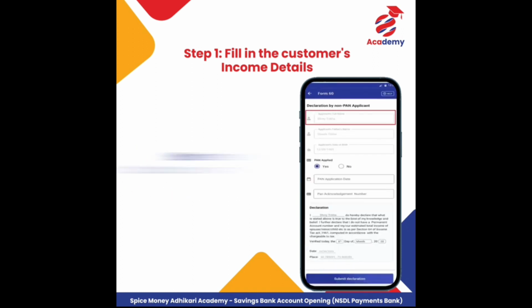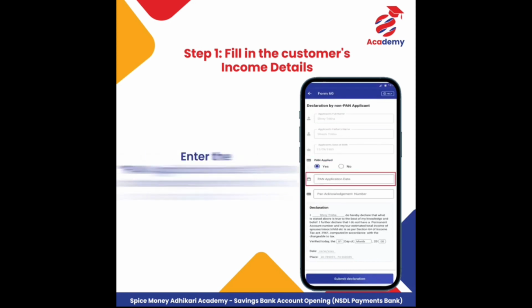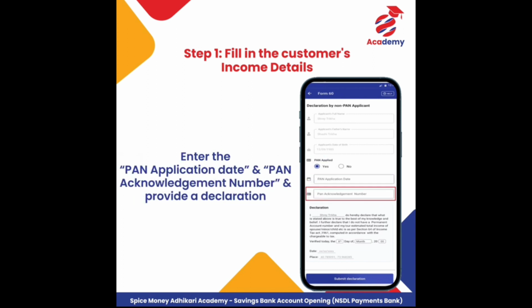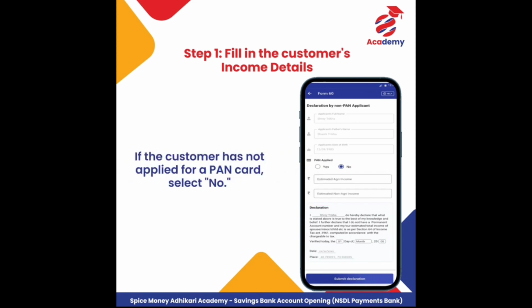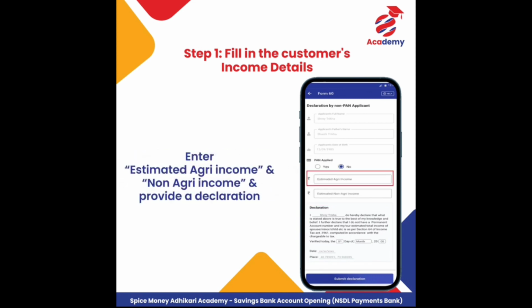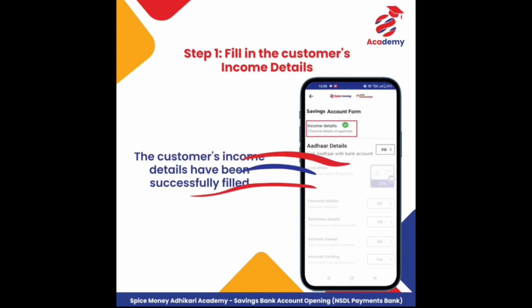If the customer doesn't have a PAN card, take a Form 60 declaration. Select No for this. Enter the customer's full name, father's name and date of birth. If the customer has applied for a PAN card, select Yes and enter the PAN application date and PAN acknowledgement number and provide a declaration. If the customer has not applied for a PAN card, select No and enter estimated agricultural income and non-agricultural income and provide a declaration. Tap on Submit Declaration. The customer's income details have been successfully filled.